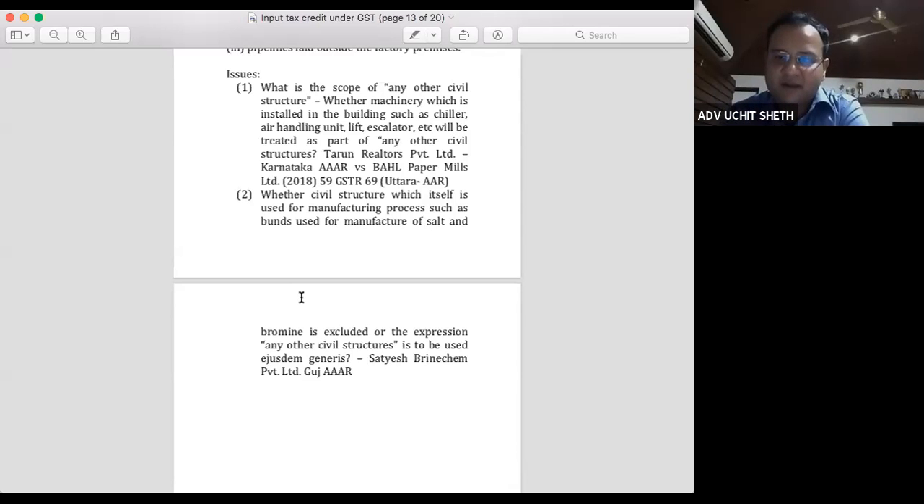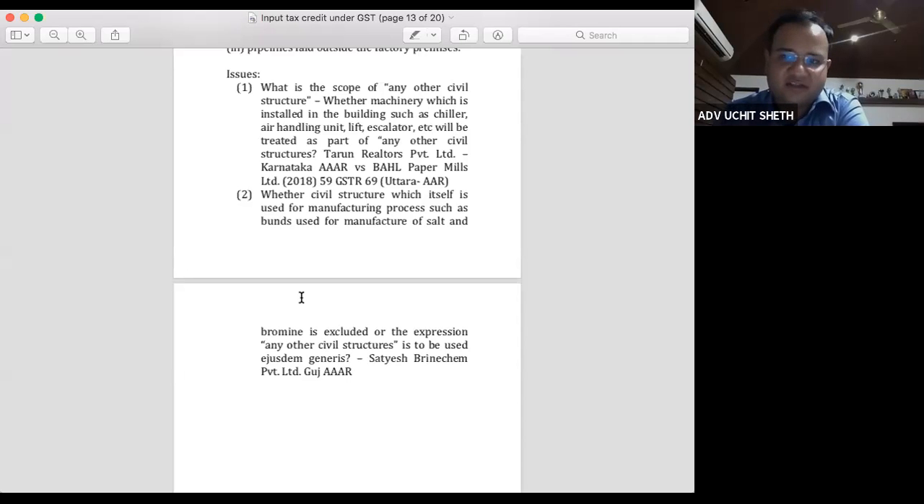There the matter is now pending before the High Court, where the issue is whether the exclusion of any other civil structure has to be read ejusdem generis with land and building, or it has to be read independently. In other words, any other civil structure has to be read as meaning a civil structure which is only doing the work of housing the office or the plant or the machine, or it has to be interpreted widely to include any civil structure, even if it is directly connected with the manufacturing process. According to me, this second question is slightly tricky. It can go either way.